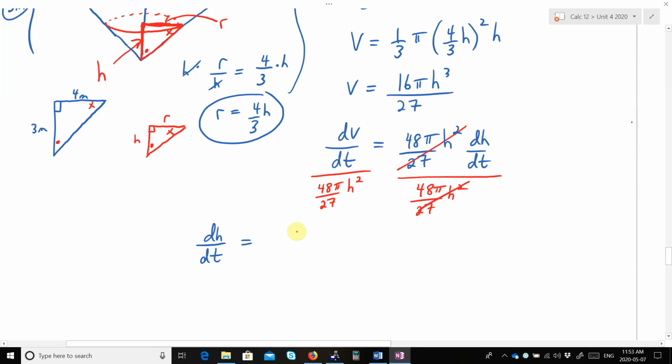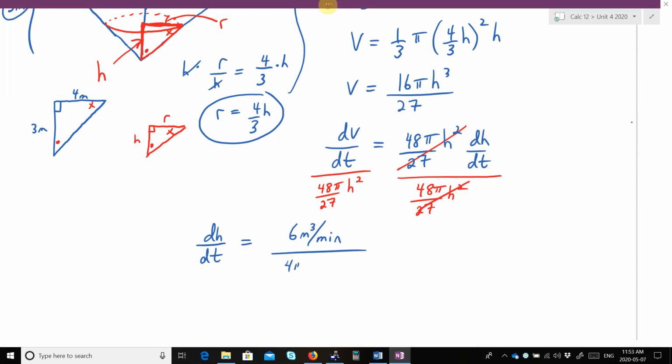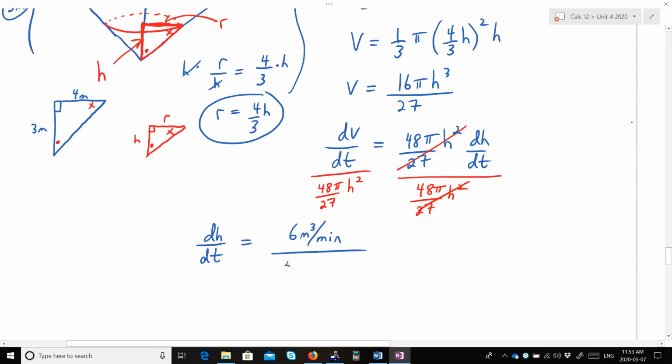dV dt is 6 cubic meters per minute. Change in volume with respect to time. We have 48 pi over 27, and then times the h squared. Okay, and it wanted to know: find the rate at which the surface level of the water is rising at the instant the depth of the water is 2 meters. So when h hits 2 meters, we'll have that squared.